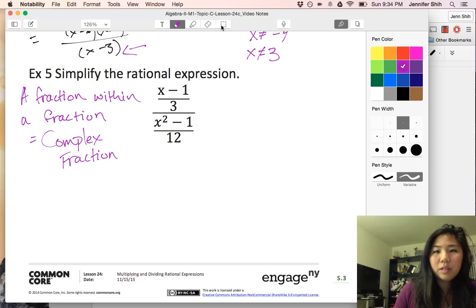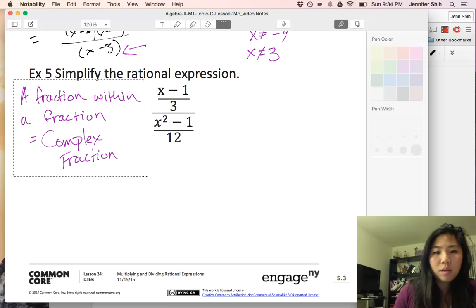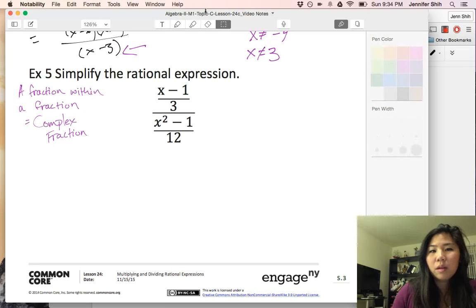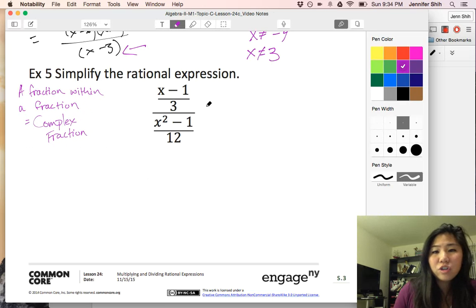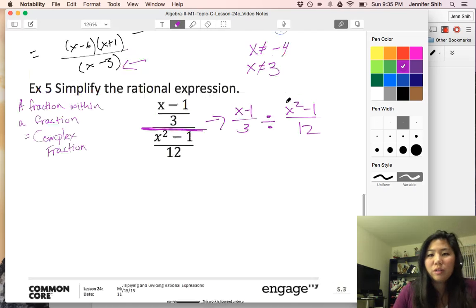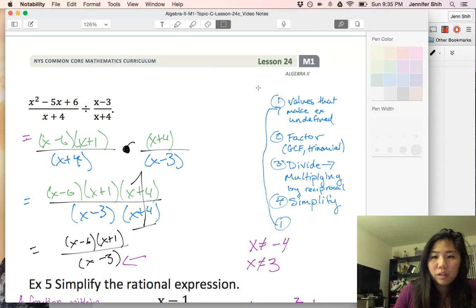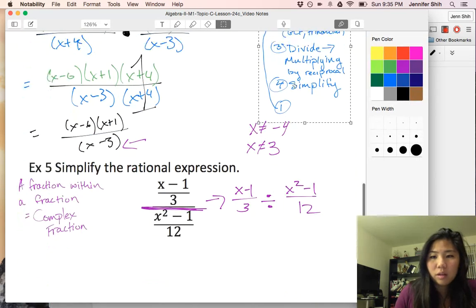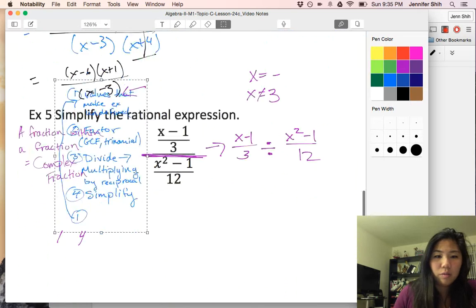Okay, so let's take a look at this complex fraction. And we're actually just going to rewrite it first of all. We're going to do x minus 1 over 3. This big division sign, this big bar, you can just replace it with a division sign. So now you have x squared minus 1 over 12. Okay, at this point, our rules have not changed. Let's go get our rules.